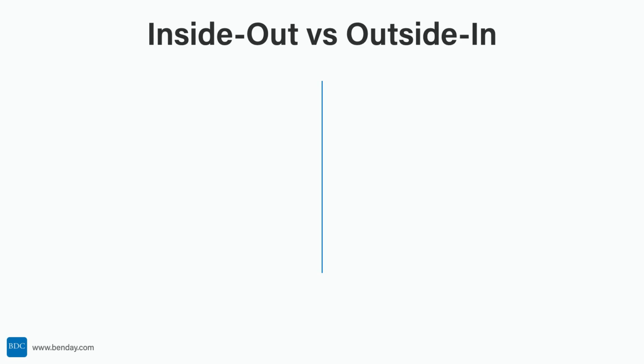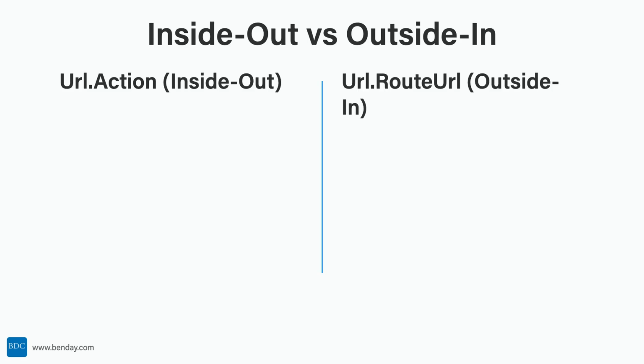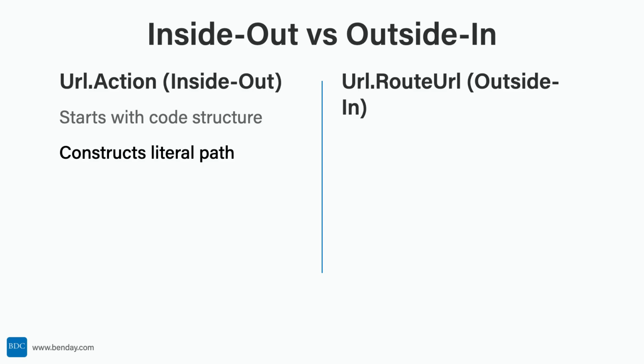Here's the mental model that helped me understand this. Url.Action works inside out. Url.RouteUrl works outside in. Let me explain what I mean. Url.Action starts with your code. The controller name, the action name. It builds a URL that reflects that internal structure. It literally constructs /controller/action, then tacks on query string parameters. Your custom routes don't factor into this at all.